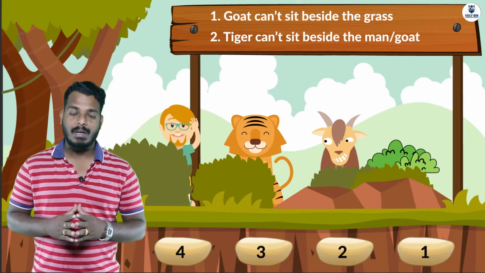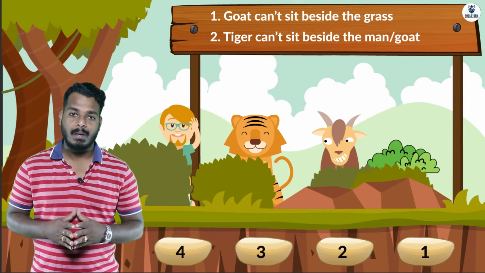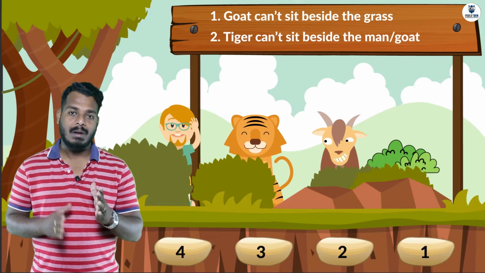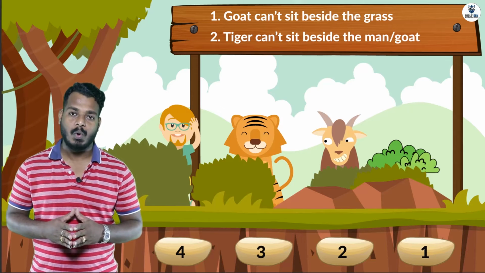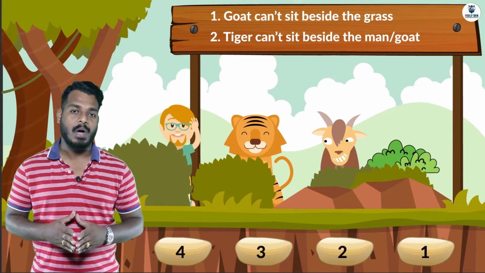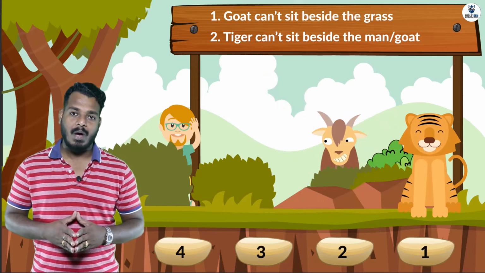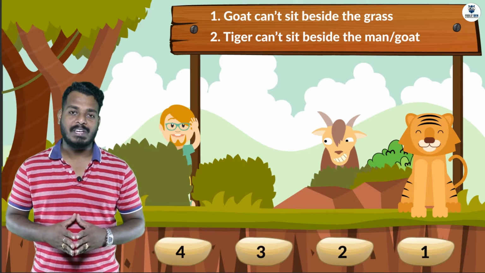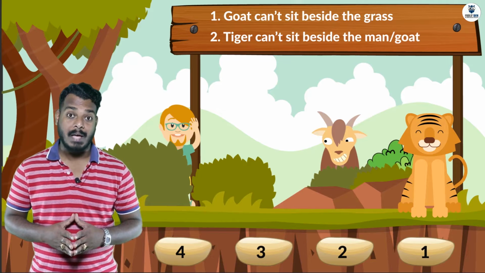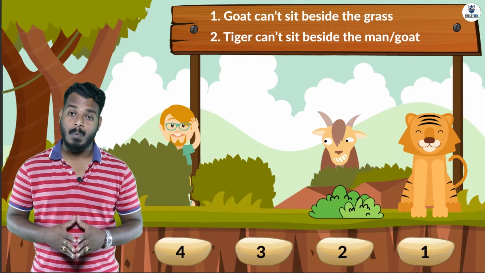How can you do that? Can you do it? Now let's see how this question can be solved. See, the tiger cannot have the man or the goat as a neighbor. So obviously it has to come in one extreme end. Say seat number 1 is for the tiger. Now the only thing which is unaffected by the tiger is grass. So grass should come in seat number 2.